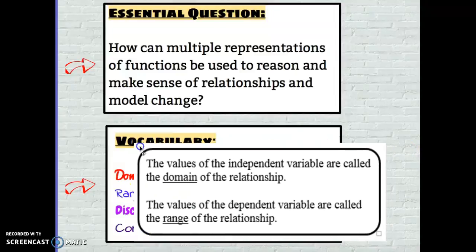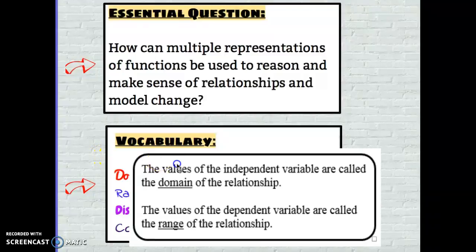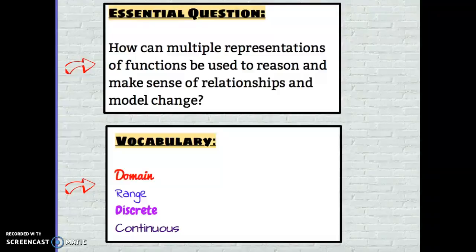So if we look here at the vocabulary, the domain and range. So what is that? Well, first, the values of the independent variable are called the domain of the relationship, and the values of the dependent variable, dependent being our y, are called the range of the relationship. So the domain refers to our x values, and the range refers to our y values. We've also talked about discrete variables as things that can be counted and not separated into parts, and continuous as variables that can be measured, such as time, distance, weight, height.